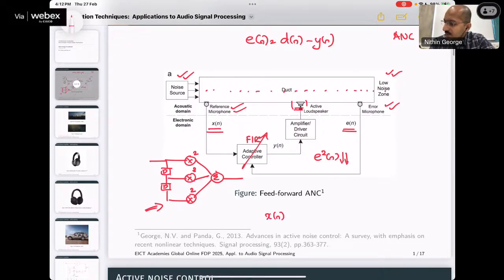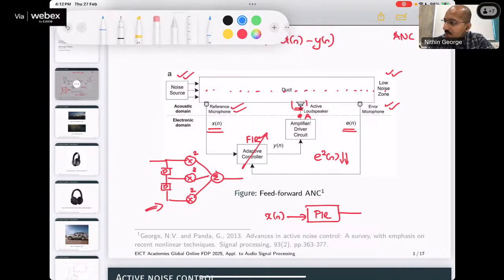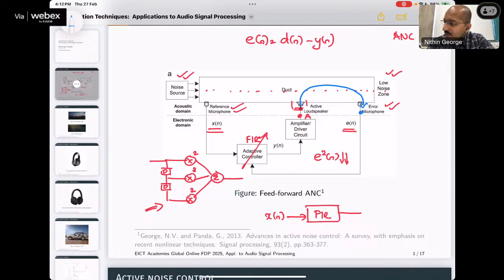I have this x of n signal. x of n is going through this FIR filter. It is giving an output, but this output at this position A is an electronic signal. Then it is passing through this air and it is coming over here to reach position B. So A to B is a physical path, like what we saw yesterday. So I could do a modeling and replace that by another block called s of n, which I call the secondary path.